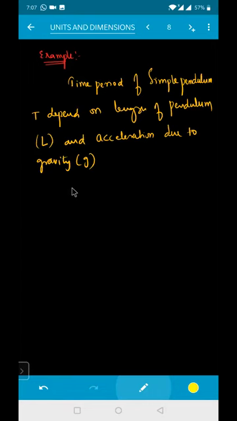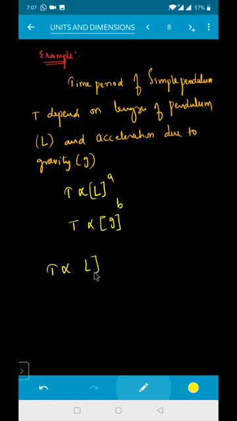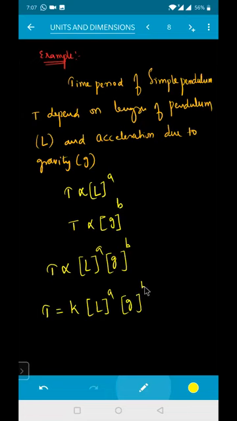What is it telling? Time period depends on what? L to the power of a. Time period is also proportional to gravity, that is g to the power of b. Can I write like this? Now combining these two equations, T is proportional to L to the power of a and g to the power of b. So now T is equal to, removing the proportionality constant, K times L to the power of a and g to the power of b.